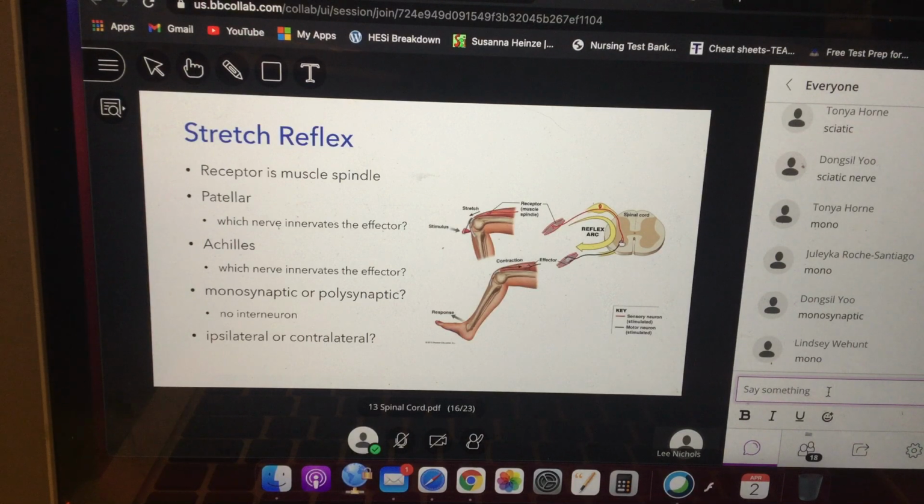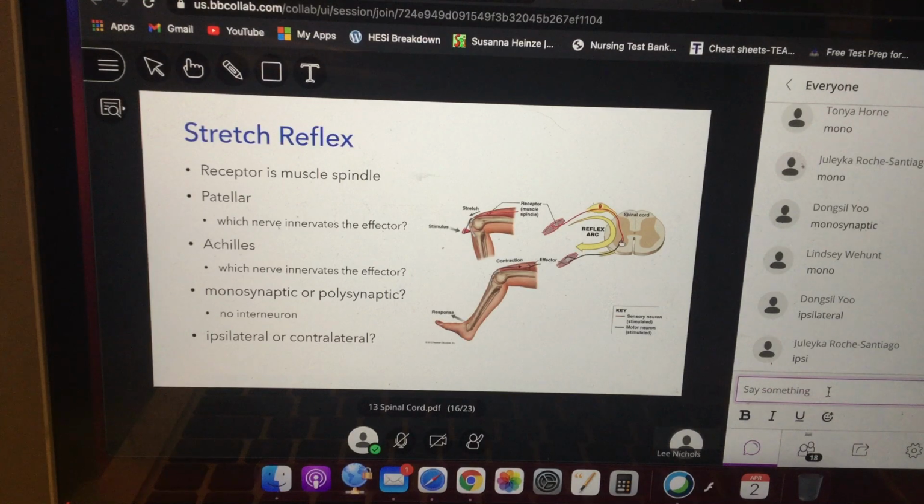Okay? Would it be ipsilateral or contralateral? Ipsilateral or contralateral? If I tap your right knee, does your left leg twitch?